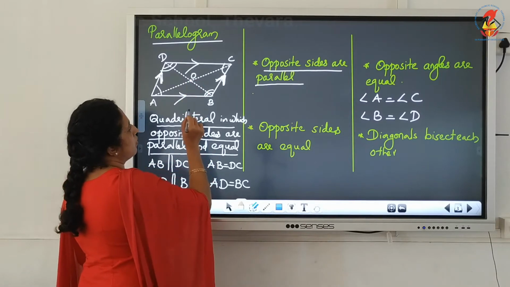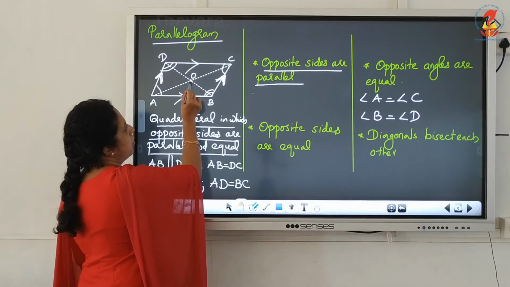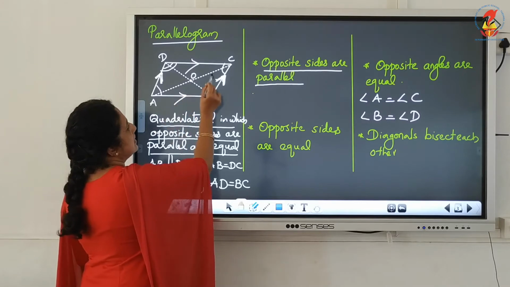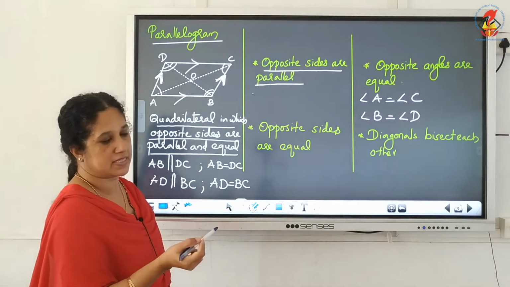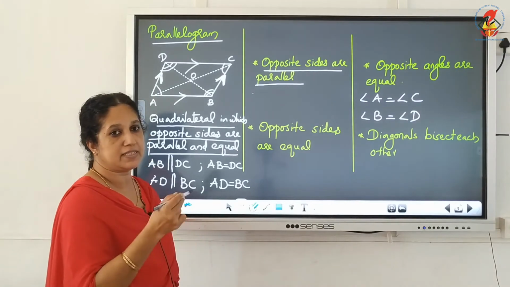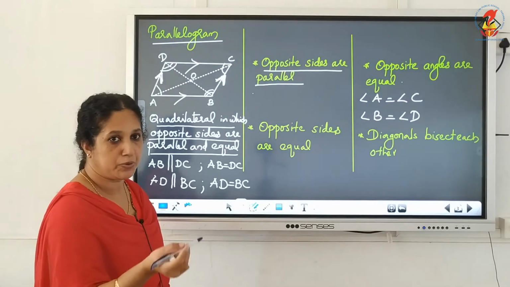Now, this is the point of intersection of the diagonals. So, take it as O. The two diagonals meet at a point O. The point O divides the diagonals into two equal parts. So, bisect each other means it divides the diagonals into two equal parts.